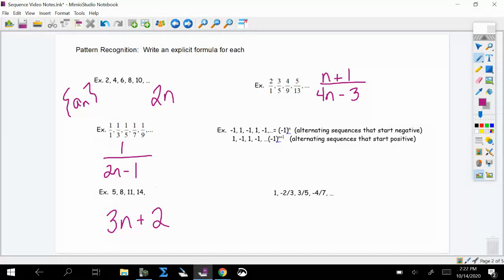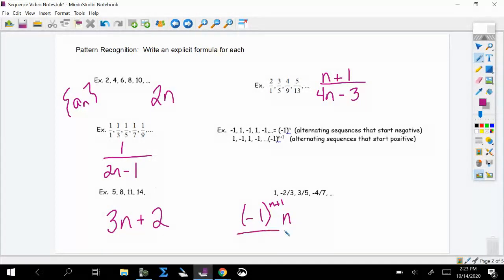Next one, what we have happening, we have alternating, and it is alternating starting positive. So we know that we're going to have a -1 to the n plus 1. The numerators of all my fractions are just going up by 1. It's a 1, 2, 3, 4. So my numerator is just an n.